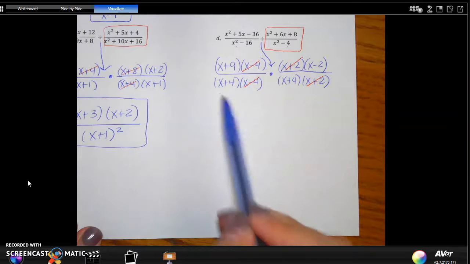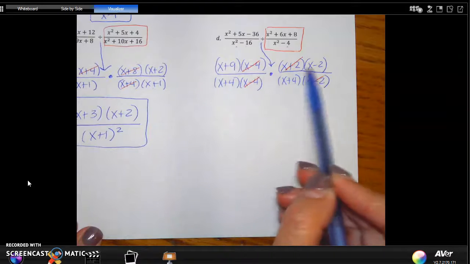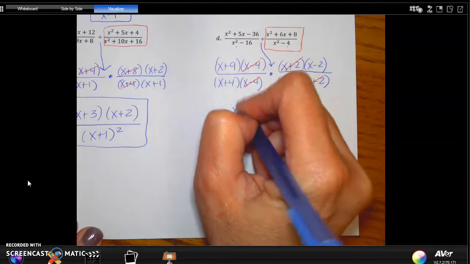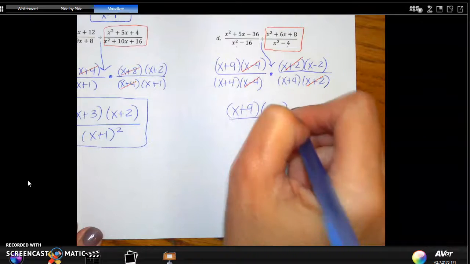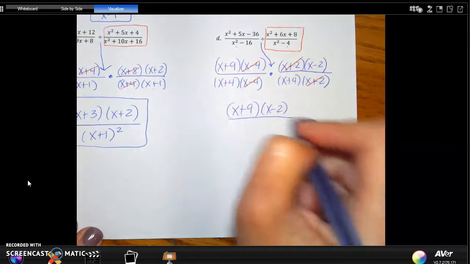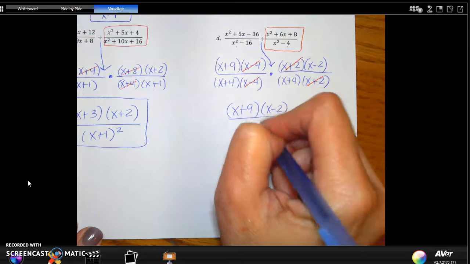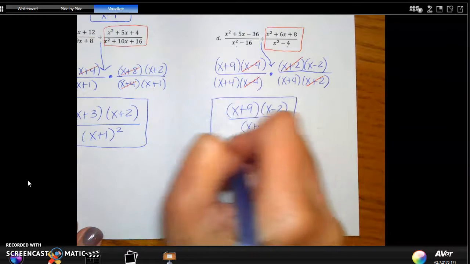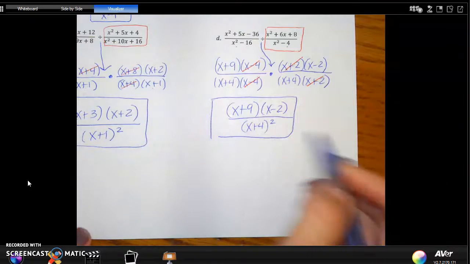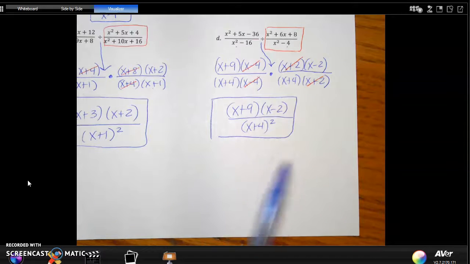So now it's just kind of cleaning this up. You multiply across the top here. X plus 9, x minus 2. And then on the bottom, x plus 4. But you have 2 of those, so you could just write the quantity squared. There's no need for you to multiply all of that back out on the top and the bottom. You can just leave it just like that.